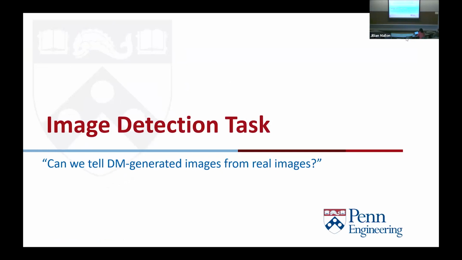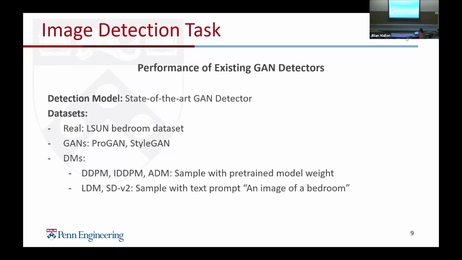So to start with, I'd like to first introduce the image detection task, in which we aim to answer the question: can we tell diffusion model generated images from real images? And our initial thought is very simple. Since there are existing SOTA detectors pre-trained on the GAN images, what if we try to perform the analysis on the diffusion model images? So in this case, we just take the four detectors from the SOTA detectors pre-trained by Wang and Gragnello.